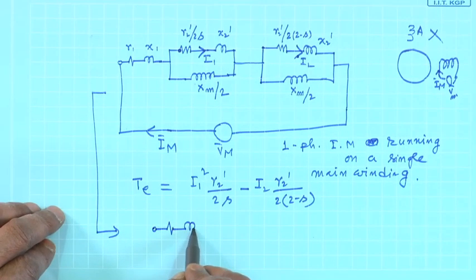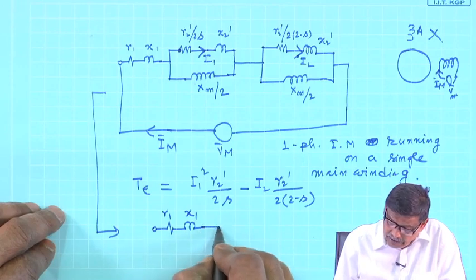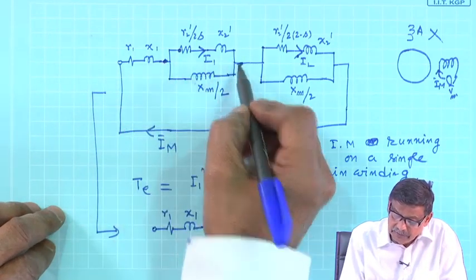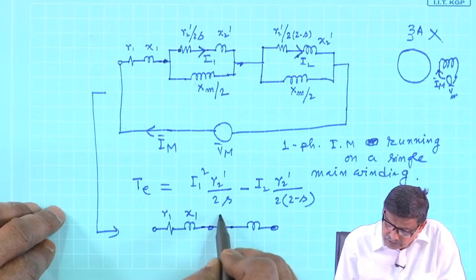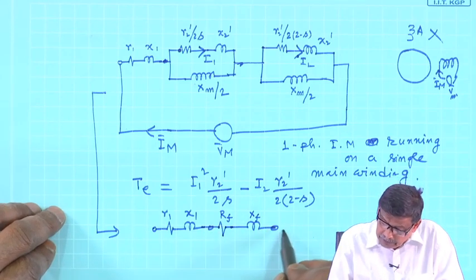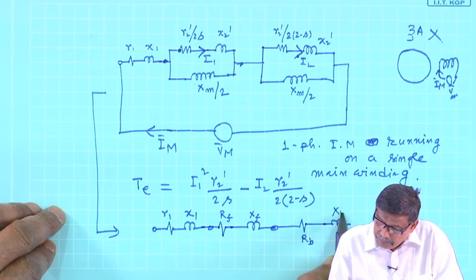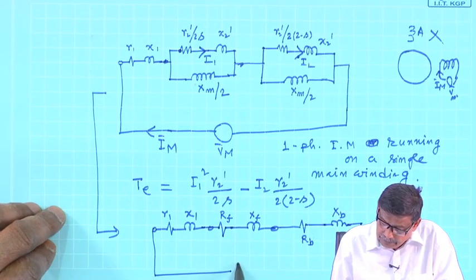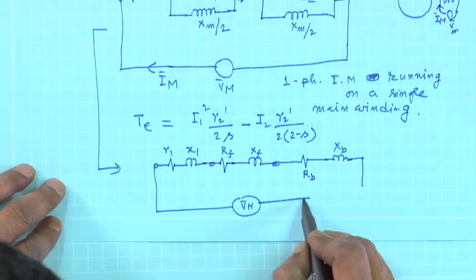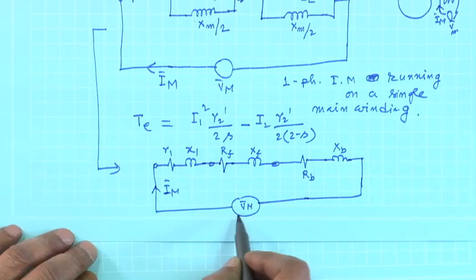Some people do it like this. R 1 X 1 is there. This parallel combination you find the equivalent. Ultimately between these two points, there will be a resistance and reactance. Call this resistance R F and this reactance X F, for the forward motor. Similarly, this impedance also can be written as R B and X B, and then this is the applied voltage V bar M, and this is the current I bar M. No, I bar M by 2. So this is the thing.